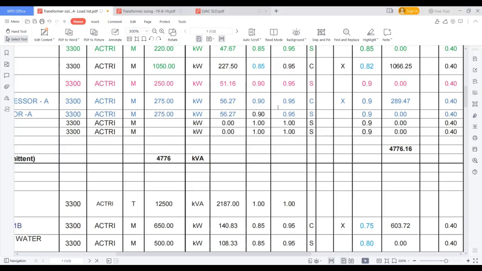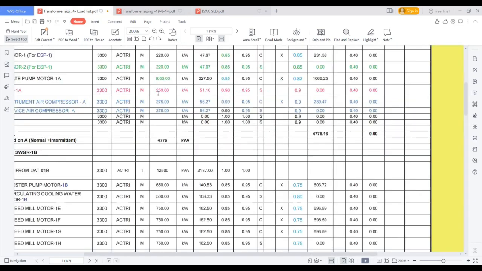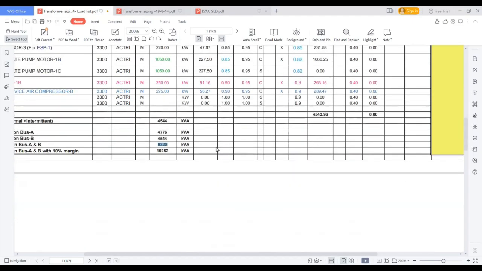So I am calculating the maximum demand by placing all the loads. This we will call a load schedule. From the load schedule, what is the output I will get? What is the maximum demand? Here the maximum demand is 9320 kVA. This is my maximum demand. Now, taking this maximum demand, I have to calculate the transformer sizing.